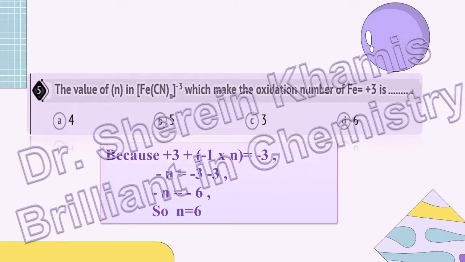Okay, let's discuss our calculation. If we put the oxidation states here, we have the iron +3, adding to it the oxidation number of CN as a group, which is -1, times N. At the end it will equal -3. If we move the other term to the other side, we take -3, and -N. So -N equals -3 minus 3, and so N equals 6.